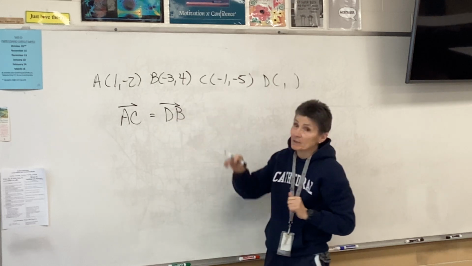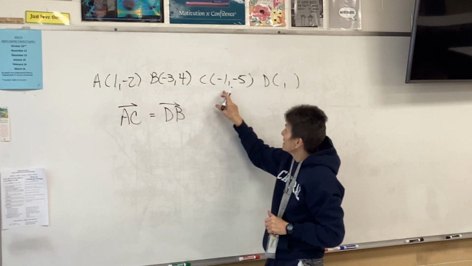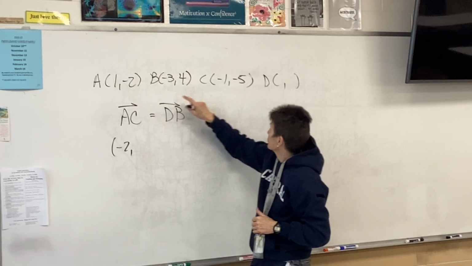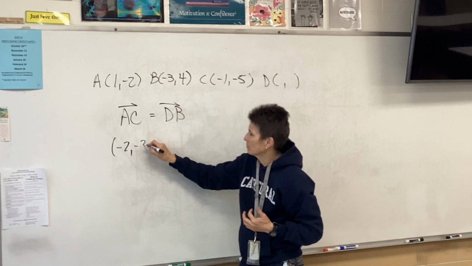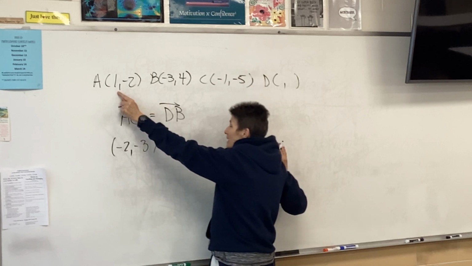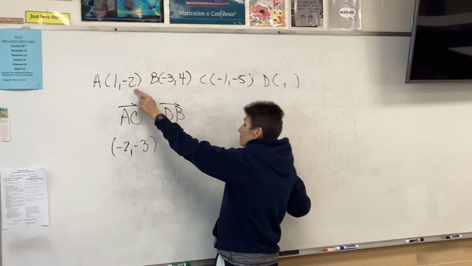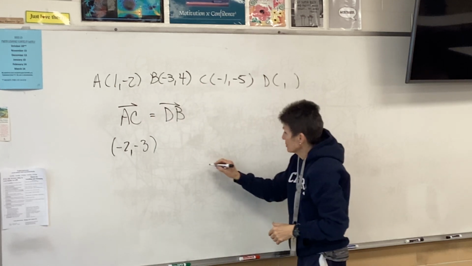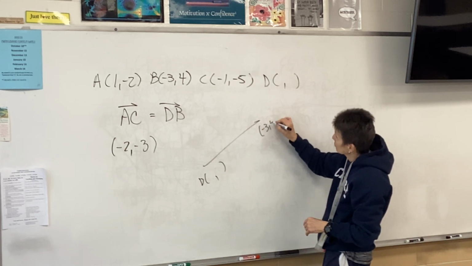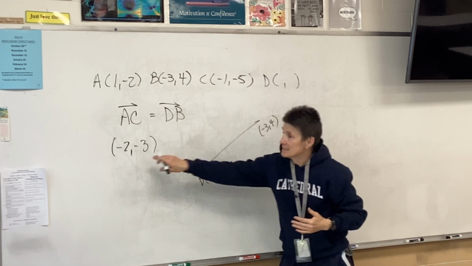So the first thing we'll do is find AC. From A to C, from 1 to -1 is -2, backs up 2. And from -2 to -5 backs up 3. So we're coming from A to C, so 1 to -1, -2 to -5. Okay, so whatever's going on here, here's point D, don't know where it is, but point B is -3, 4. To get from here to here, this is how I'm moving.